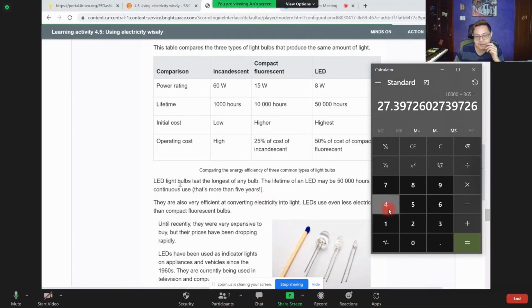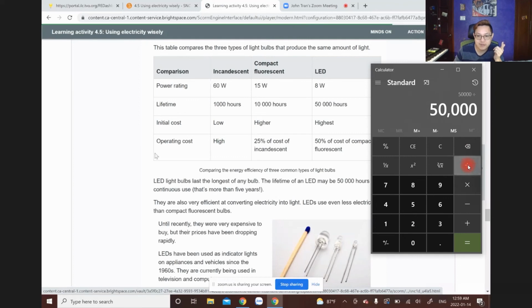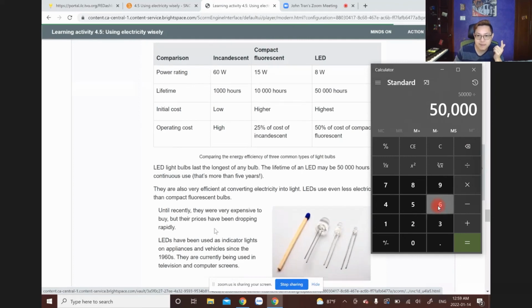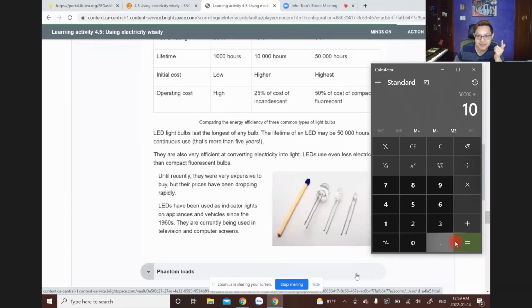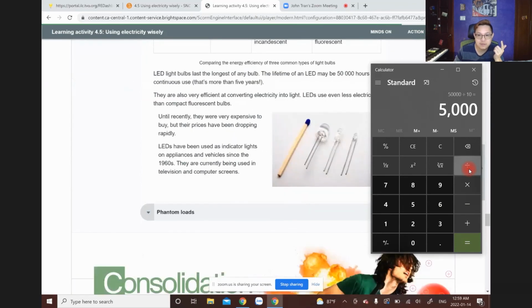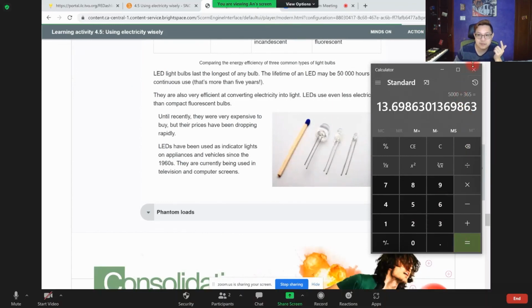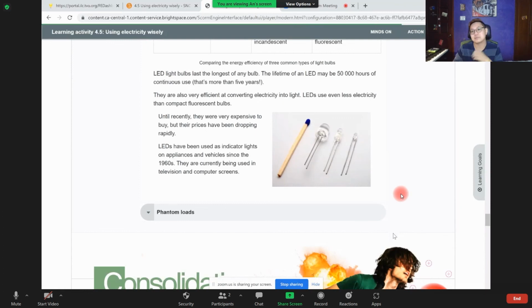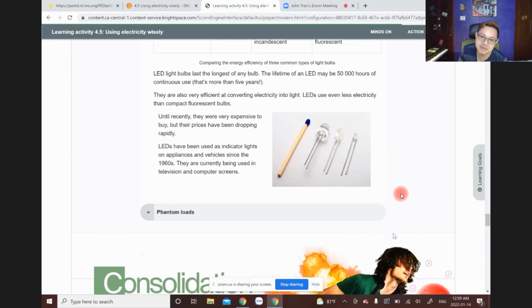That's the same, more than 5 years. So let's say 50,000 hours divided by, let's say, 6 years or 10 years. Let's say 10 years. So 5,000 per year divided by 365 days. That's about 14 hours per day. Wow, that's a lot. Like 10 years for LED lights.